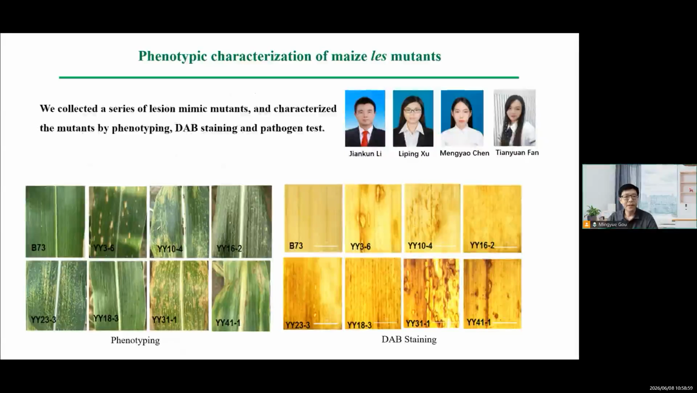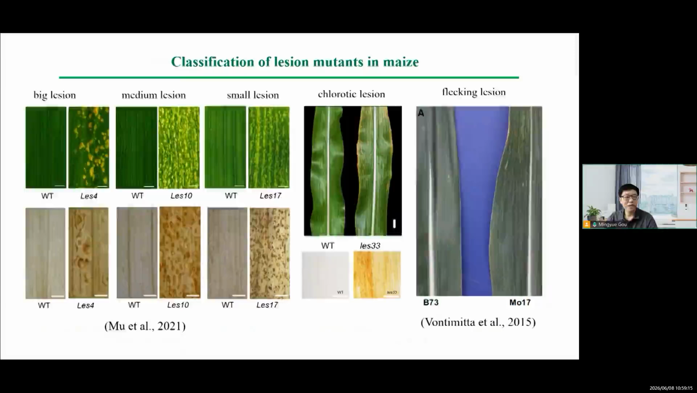We collected a series of lesion mimic mutants and systematically characterized those mutants by phenotyping, DAB staining, and pathogen tests, and mutants with different phenotypic and resistance types were well studied. These lesion mimic mutants are classified into several groups by different lesion size and characteristics, including the big lesion, medium lesion, small lesion, chlorotic lesion, and frequent lesion mutants. For instance, the well-known inbred line Mo17 has typical frequent lesions.